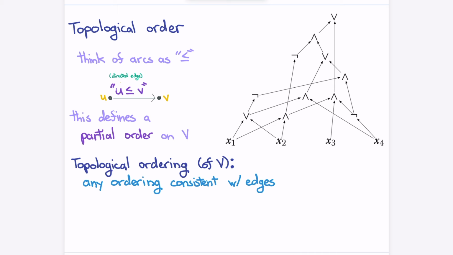A topological ordering will be any listing of the vertices that's consistent with the edges. Okay, so let's take our circuit.